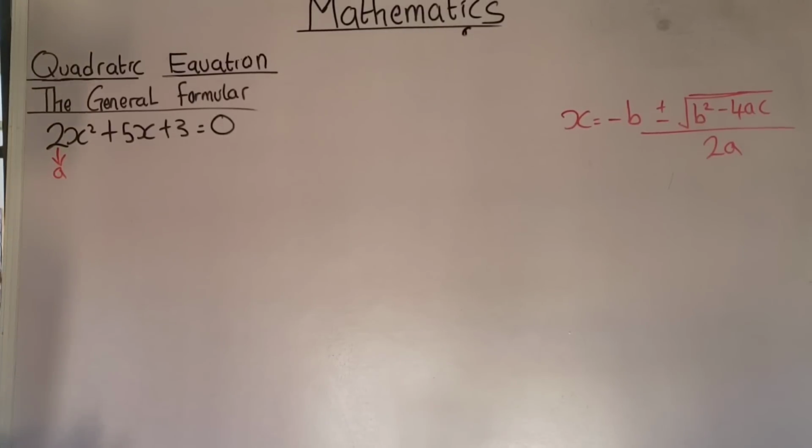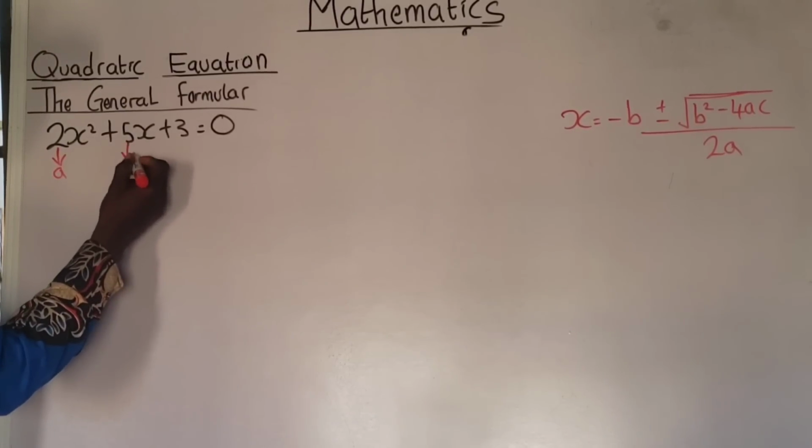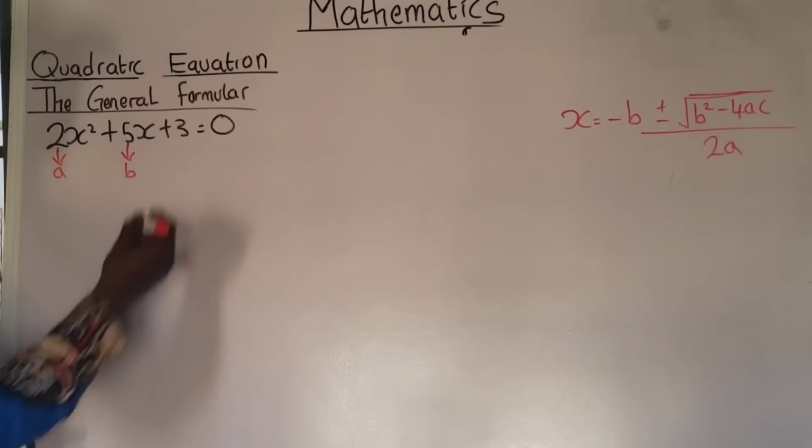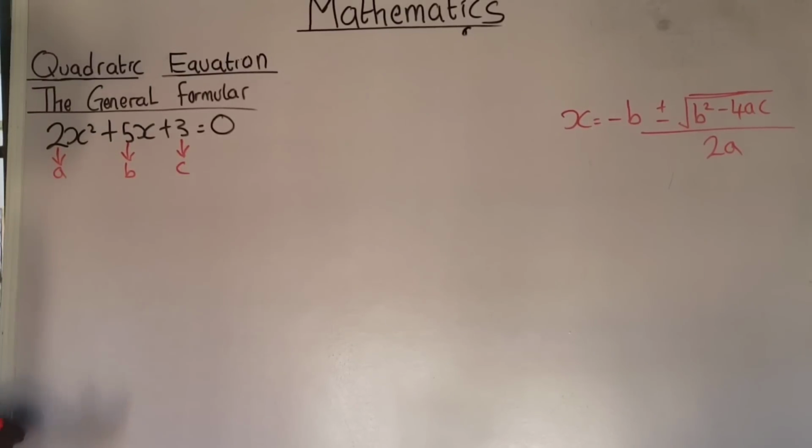Now, the second term is the coefficient of x. The coefficient of x in this quadratic equation is what? 5. So this is b. And the constant term, that term that doesn't have any unknown attached, is what? 3. So that one will be the constant term, which is c. Do you understand? Okay. Now let's proceed.